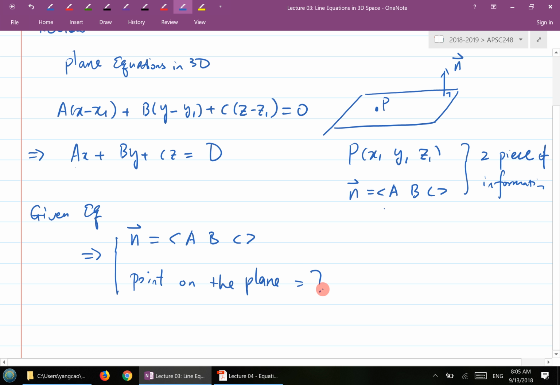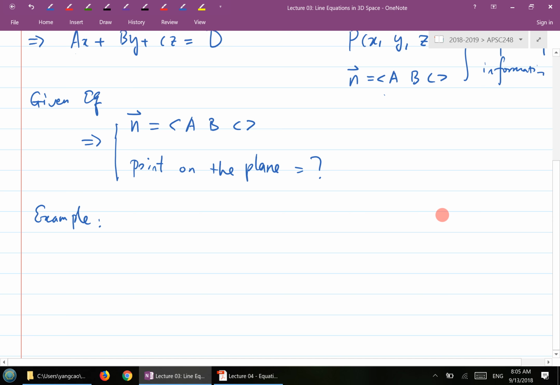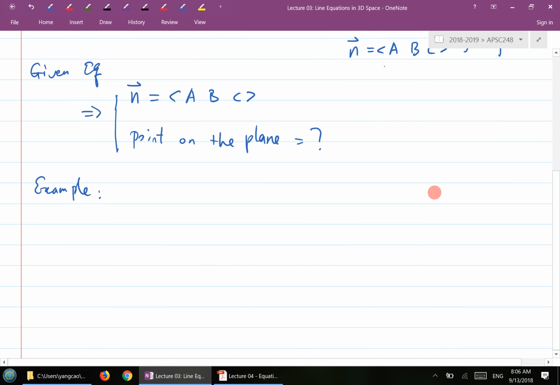Okay, so that's the plane equation. Once you have this information, you will be able to solve questions. Let's take a look at an example here, and then we can do a little bit of summary.